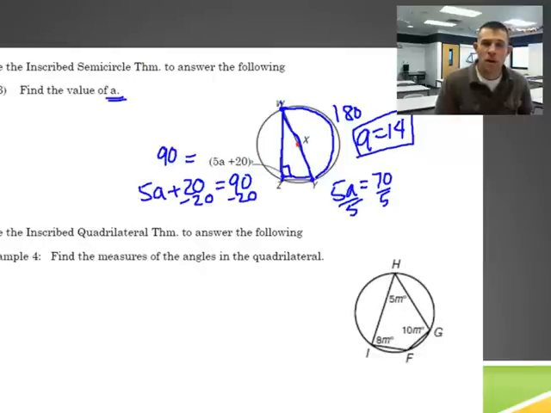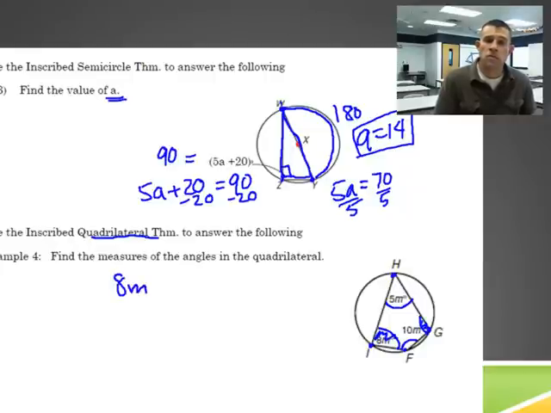In our next example, we're going to use the Inscribed Quadrilateral theorem. It says, find the measure of the angles in the quadrilateral. Well, I have this quadrilateral, HIFG, and it's inscribed. That means all of its angles are on the circumference of the circle. And I remember that opposite angles are supplementary. Therefore, I know that 8M and 10M must add up to equal 180.